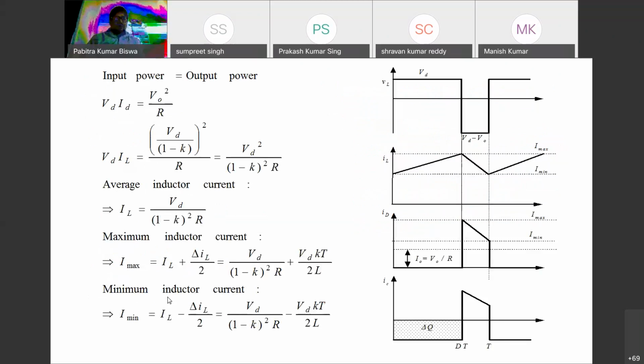Now we have to consider the input power equal to the output power. From here, Vd equal to that, and from this we have to find out also the average inductor current, Vd by (1 minus k) square R. So the inductor current you also have to find out by using the same.